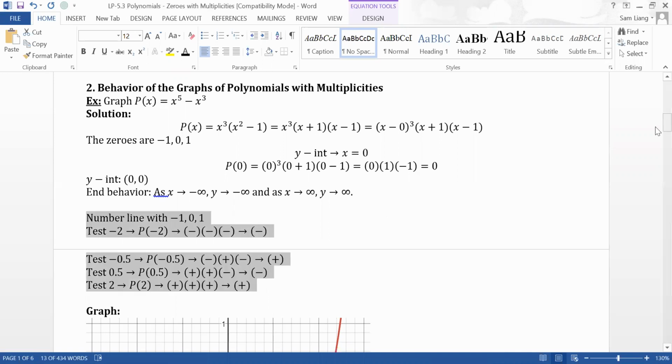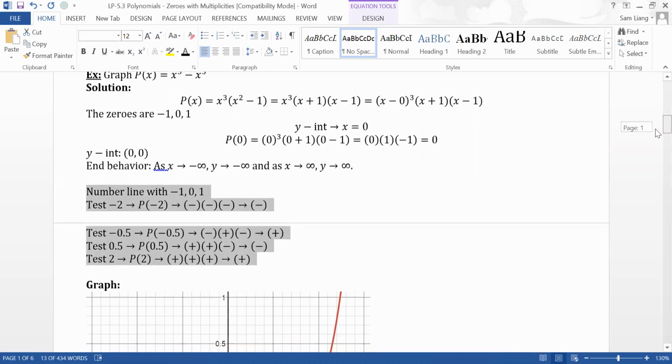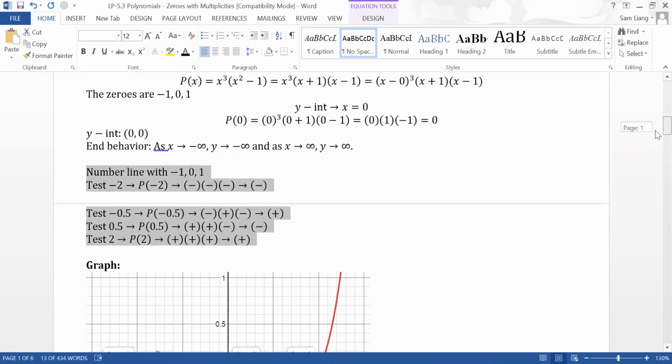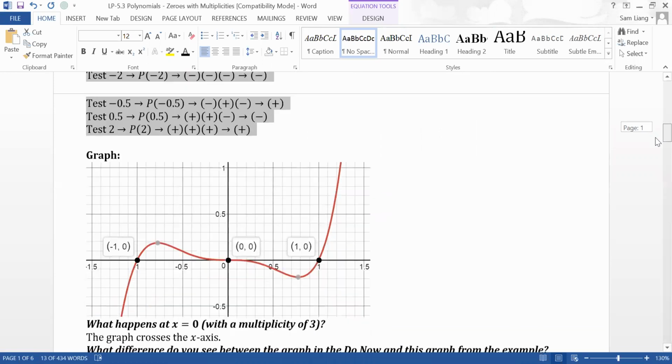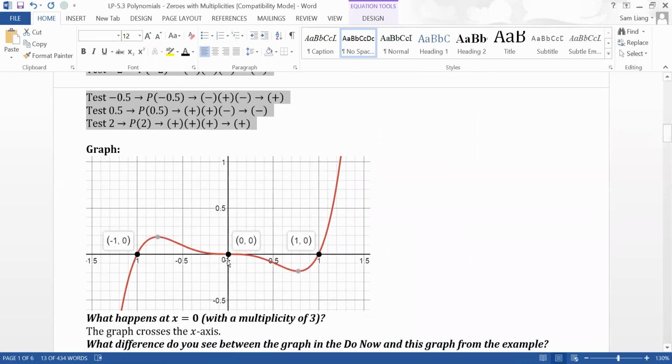Okay, so with this information, we have the zeros, the y-intercept, and behavior, and the number line. The first thing I'm going to do is plot the x-intercepts. So again, it was -1, 0, 1. Y-intercept was 0, 0. The end behavior, -infinity on the left, +infinity on the right. And then for the intervals, it was negative, positive, negative, positive.